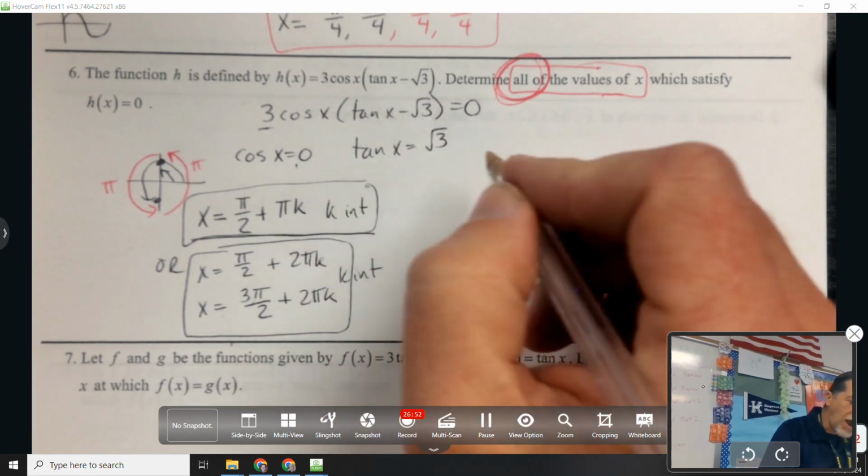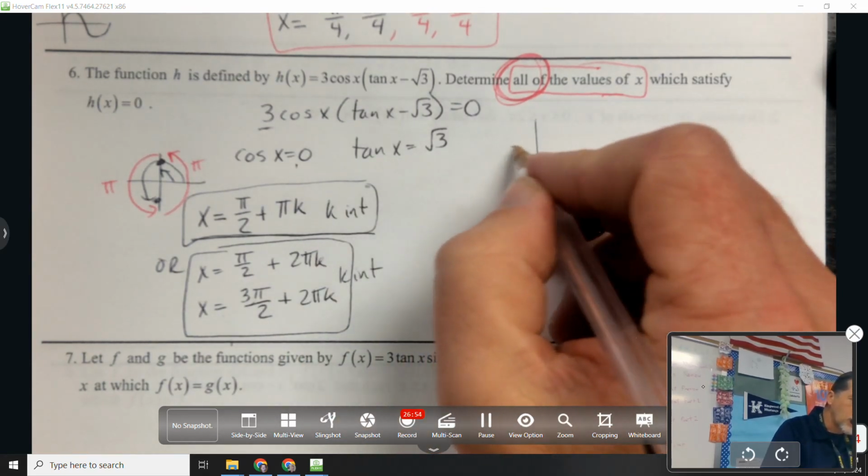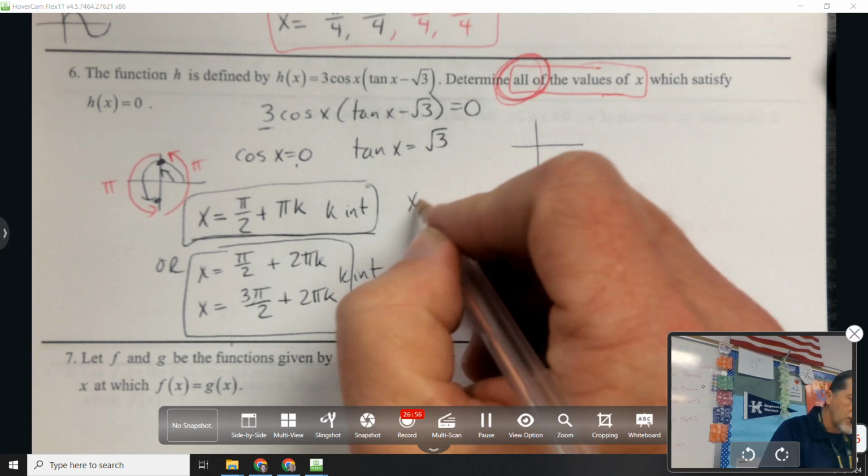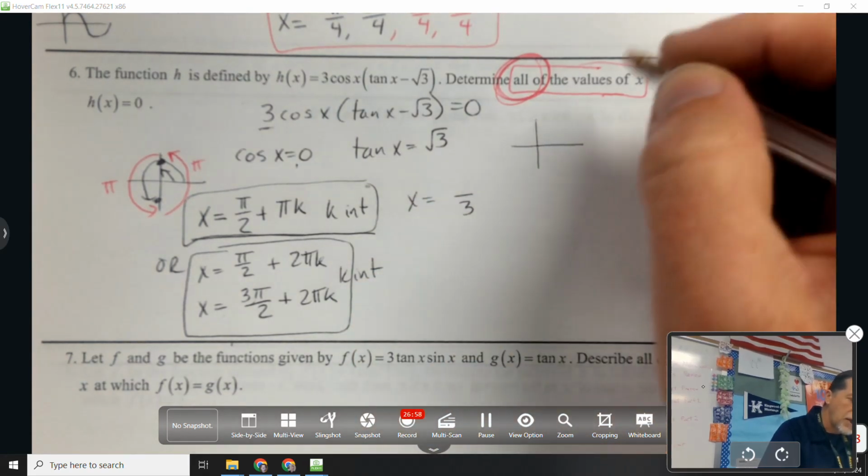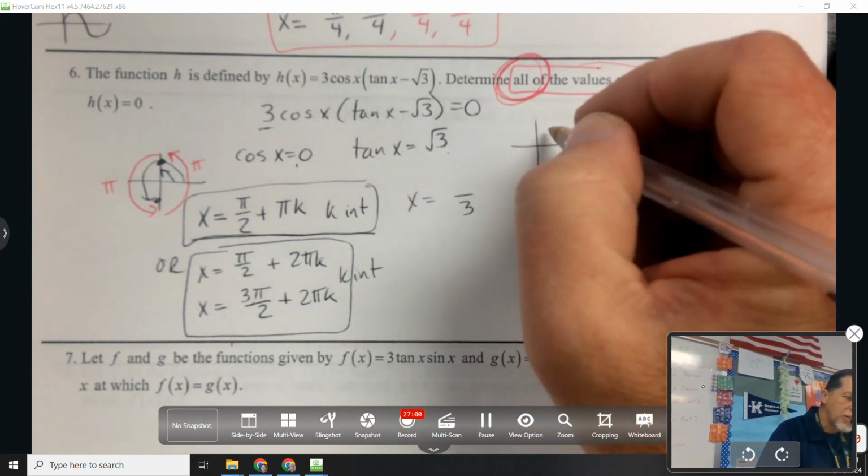All right, I've got another half of this problem here. Tangent is root 3 at the over 3's. Let's see, positive, so first and third quadrant.